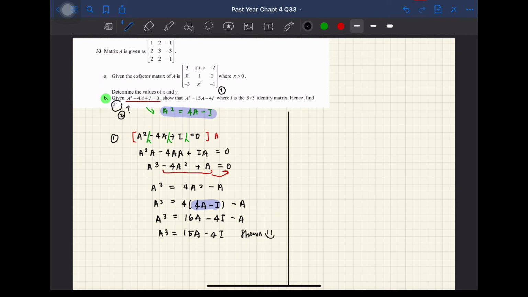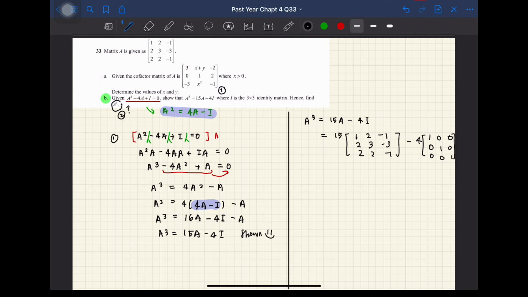So second part soalan minta kita cari A cube. Awak gunakan sahaja formula A cube. You just use this formula that you have proved just now. Masukkan A, masukkan identity matrix awak. So saya salin balik formula A cube kita. A cube is equal to 15A minus 4I. 15A is the matrix that we have: 1, 2, negatif 1, 2, 3, negatif 3, 2, 2, negatif 1. And then minuskan dengan 4 identity. Identity kita adalah 3 by 3 matrix: 1, 0, 0, 0, 1, 0, 0, 0, 1.